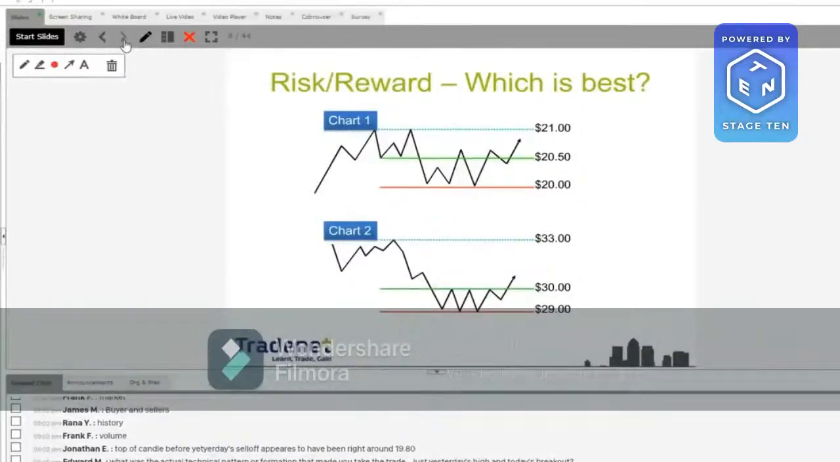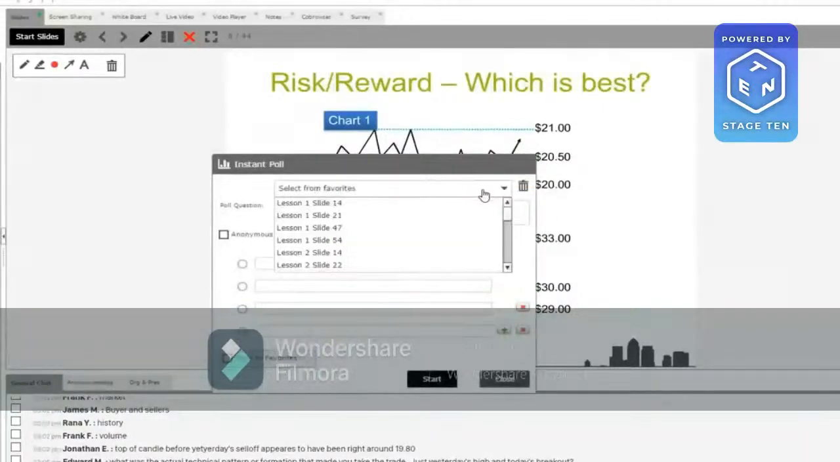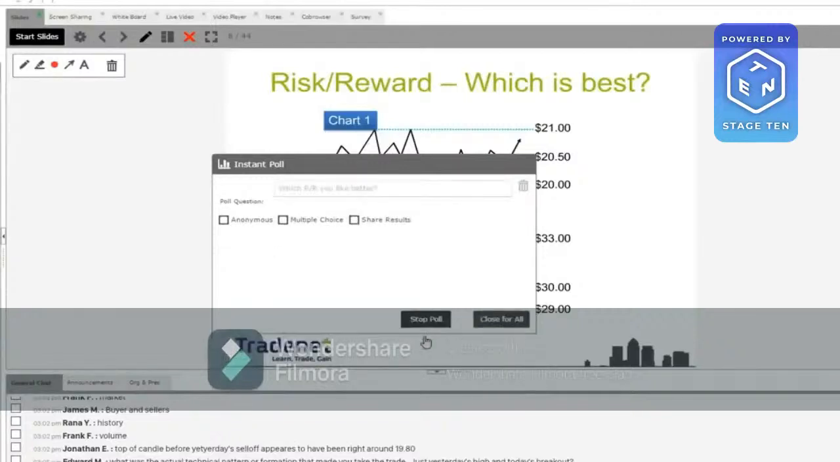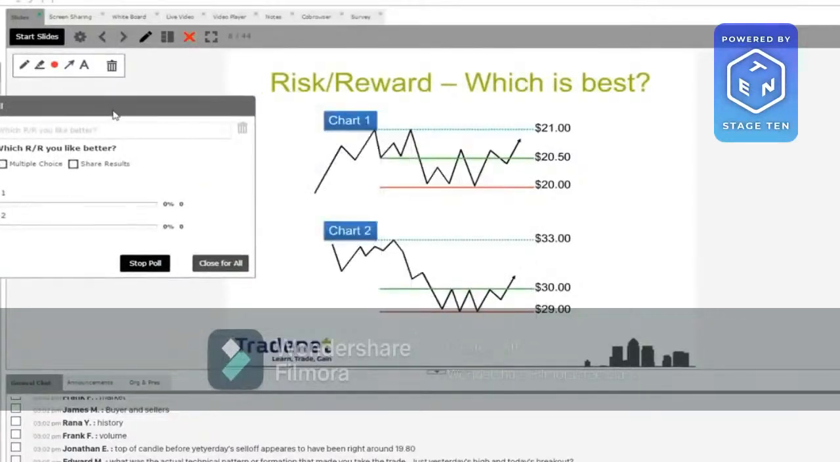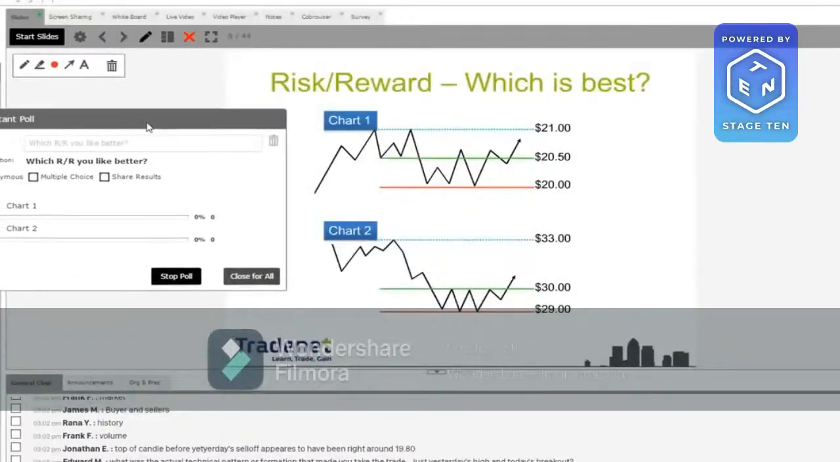I wonder which one you like better. Let me start a poll actually. Which one do you like better? Chart 1 or chart 2? Risk reward wise. Click the answer please. Just 2 of you did. 3 of you did. Come on, I need to wake you up.